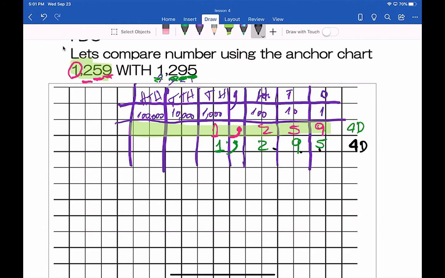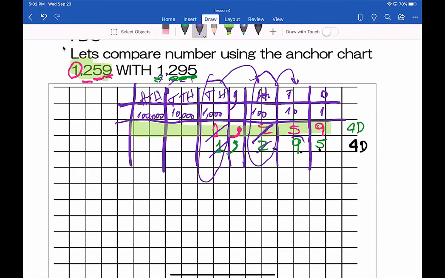After this, the next step is to compare. We start with the highest place value. This is the highest place value. You compare. If they're equal, you cross them. 1, 2, we cross. Go to the next one. The next one is the 100. They are the same. 1, 2, and then go to the next one.